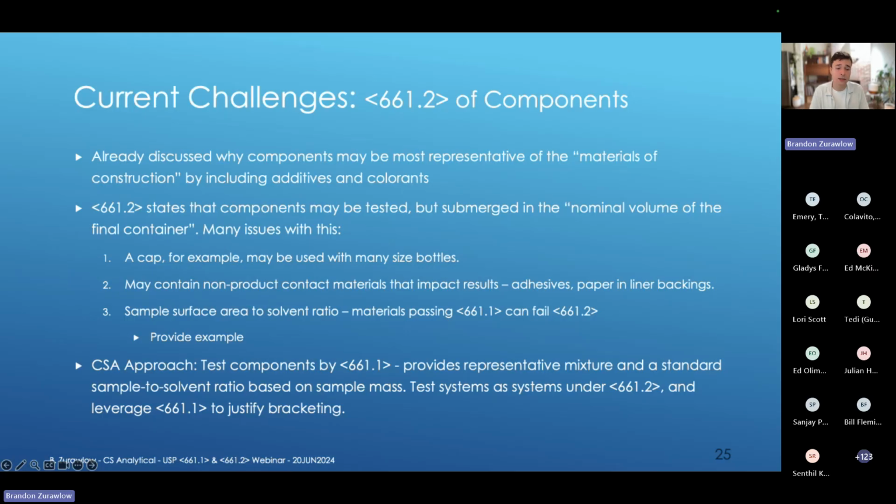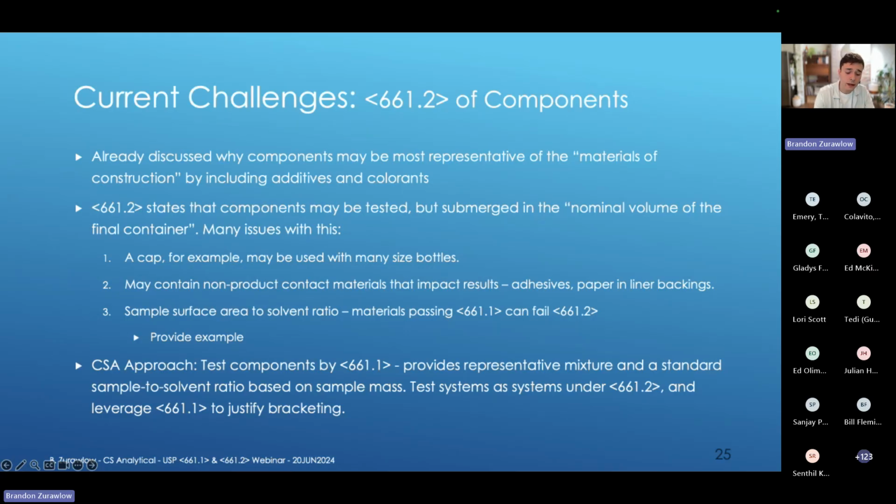So again, if we take that example of a cap and a bottle one step further, if I have to submerge an entire cap within 30 milliliters of water, that extraction is going to look very different than taking 25 grams of material and putting it in 500 milliliters of water.